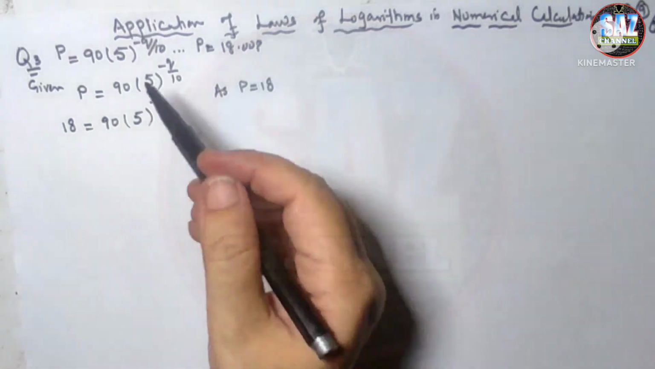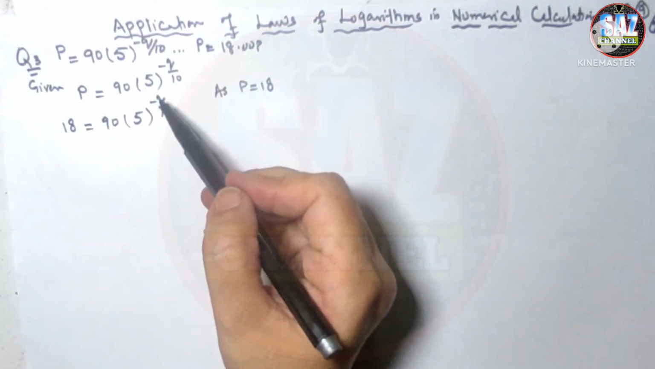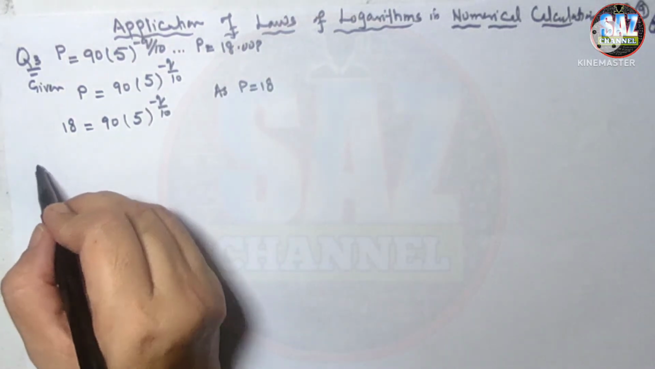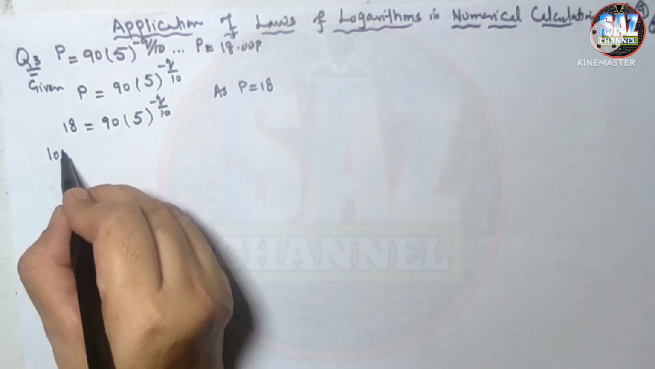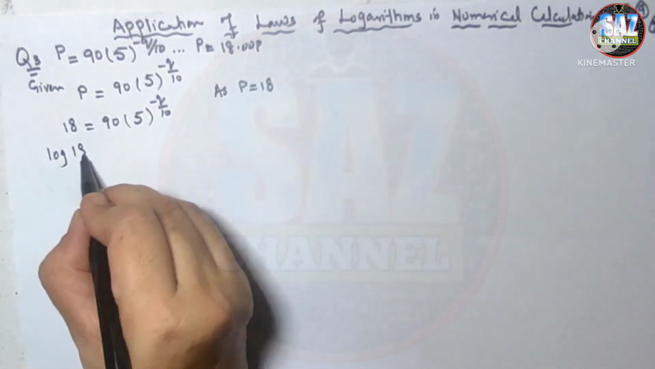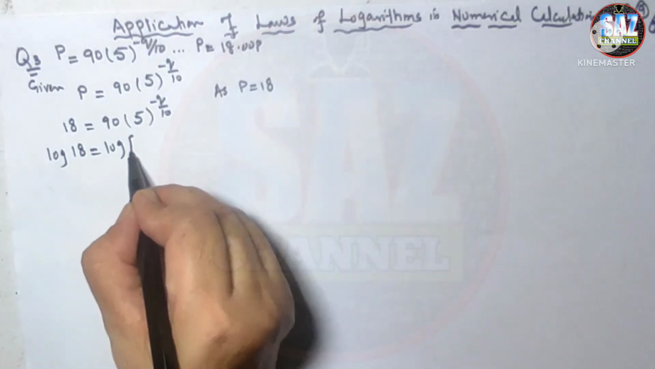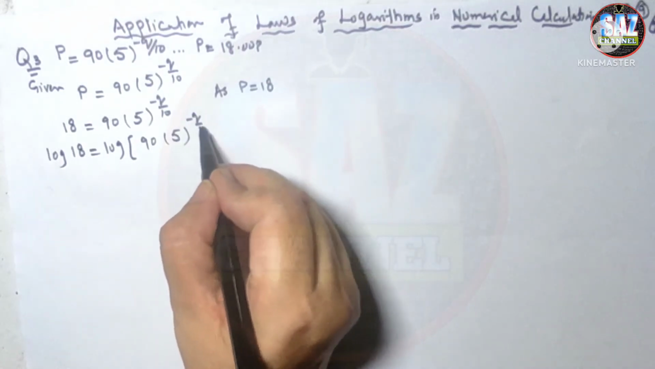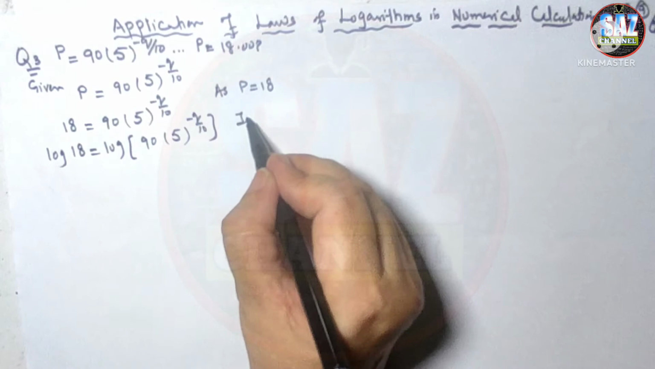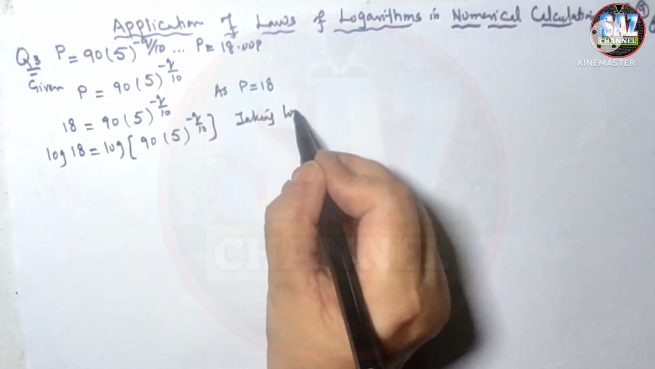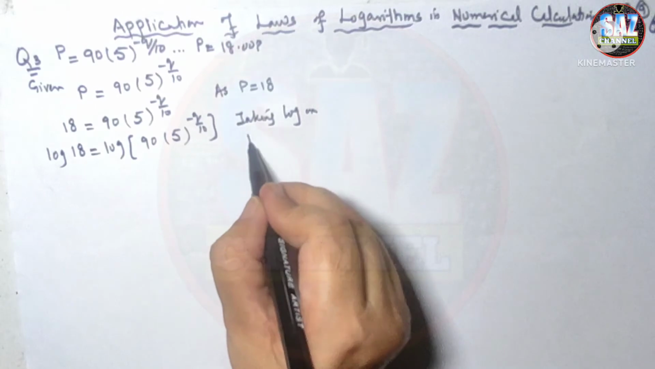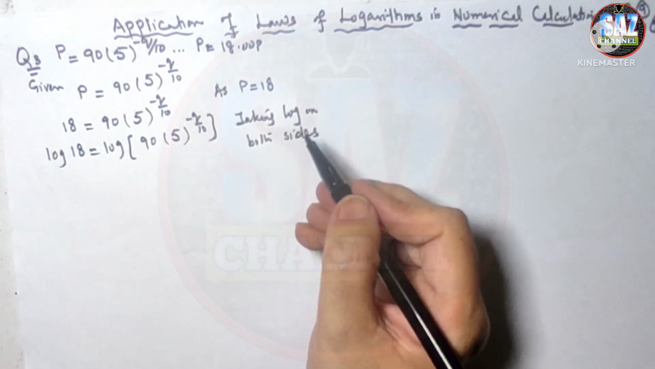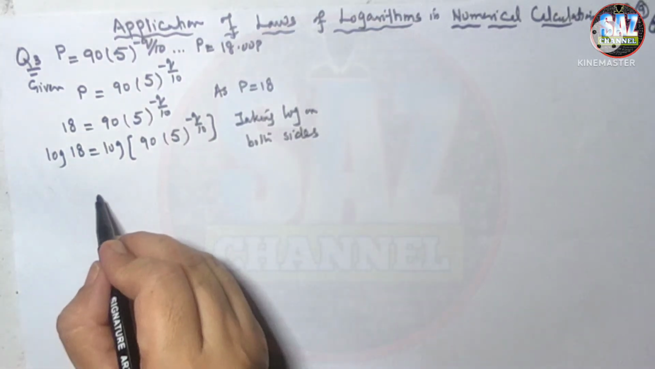And now the requirement of the question is q, that is in the power. So first of all, we have to take log on both sides and decide which laws of log we can take. Taking log on both sides, log 18 equals to log of 90 into 5 raised to minus q by 10. Taking log on both sides. You must support your working with statements so that the examiner can understand your message easily.